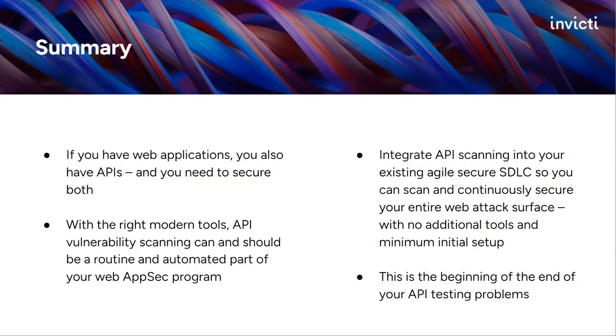All right, on to our summary and our wrap up. If you've got web applications, we know you've got APIs, we've covered that, you've got to secure both. And using the right modern tools, API security scanning can easily, yes, easily. I know we talk about challenges and complexities, but if you have the right tool, it does become easy to add it or embed it into your routine and become an automated part of your web application security program. So integrating API scanning into your existing SDLC, your software development process, your agile process, so you can scan and continuously secure the entire web attack surface. That's what customers are looking for, without the addition of tooling and costs, with minimum setup and minimal impact to the existing process. That is a nice benefit and expansion of capabilities.